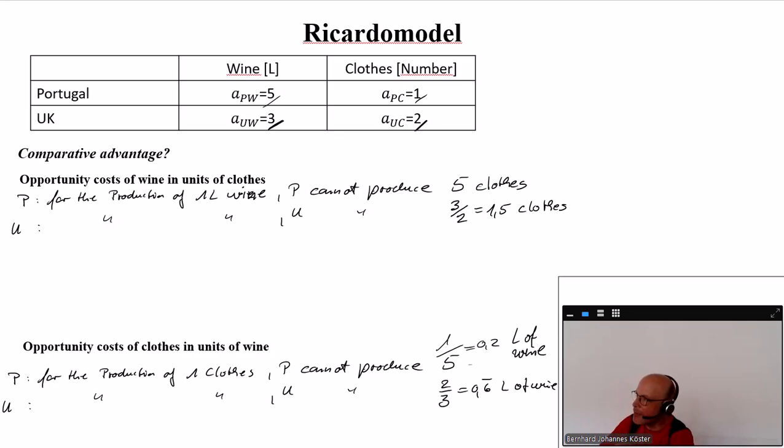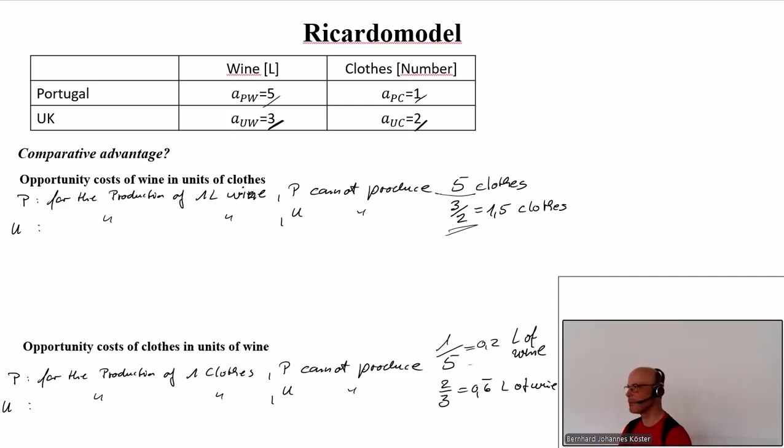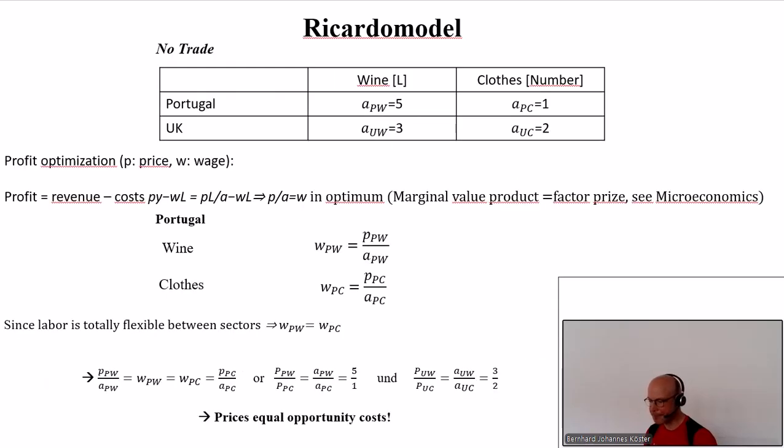Okay, but now we have these opportunity costs. I'm losing 5 clothes for Portugal producing 1 liter of wine, and my opportunity cost for UK is 1.5 pieces of clothes for producing 1 liter of wine, and the reverse for the other good. Okay, and now we look at what happens at first if the two countries only produce for themselves.